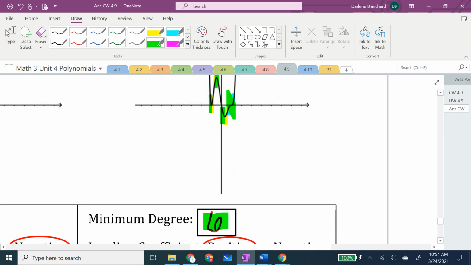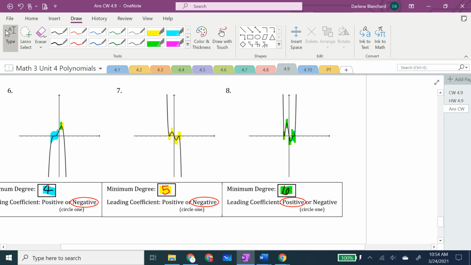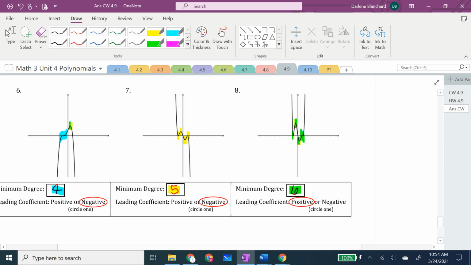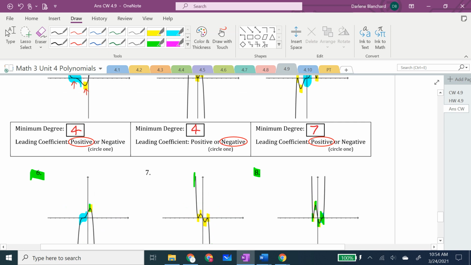You should also notice that you know the difference between the graph of an odd degree versus an even degree. Make sure that if the ends go in the same direction, like 6, that you have an even minimum degree. And 8 does that as well. But if the ends go in opposite directions, you should have an odd degree as your minimum degree.